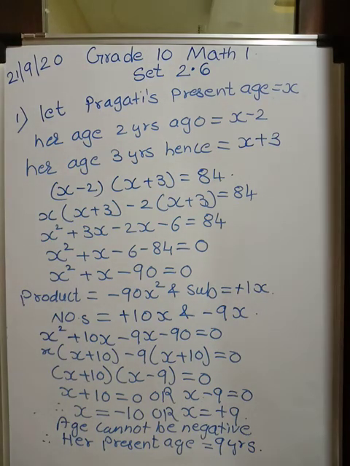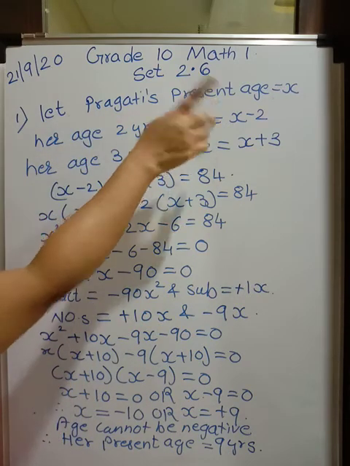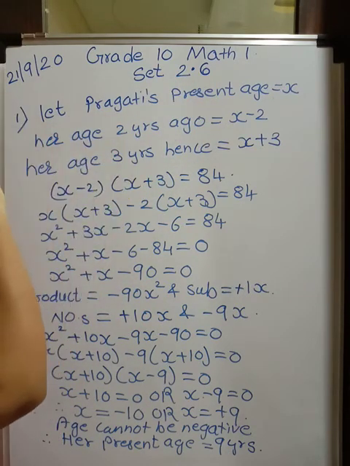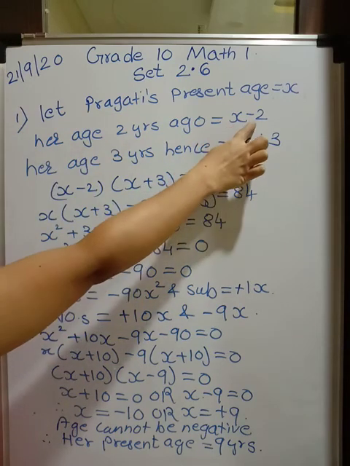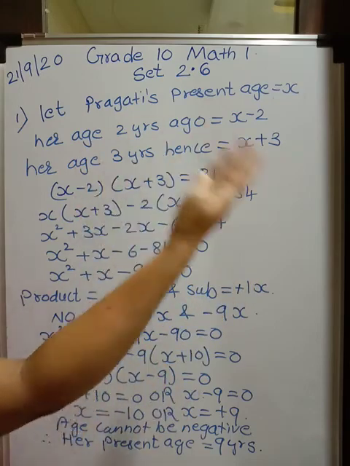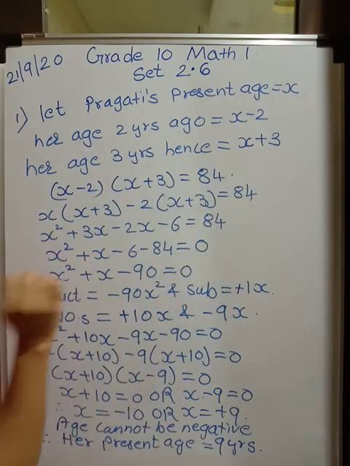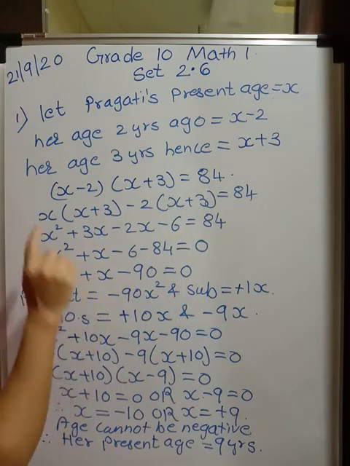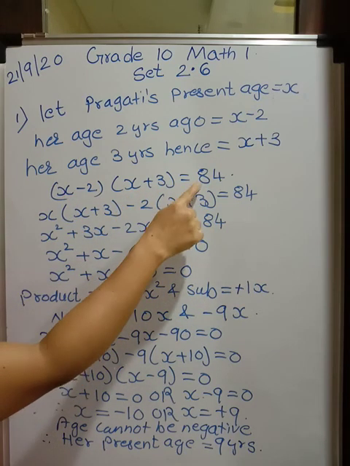Now let's go for set 2.6, which is application of quadratic equations. So how it is useful in solving day-to-day examples. Now look at the first question. The product of Pragati's age 2 years ago and 3 years hence is 84. Find her present age. Now see, let her present age be x. 2 years ago. Ago means before. So that will be x minus 2. 3 years hence. Hence means ahead. From here 3 years ahead, it will be x plus 3. The product of these two is given as 84. So (x minus 2) into (x plus 3) is equal to 84.